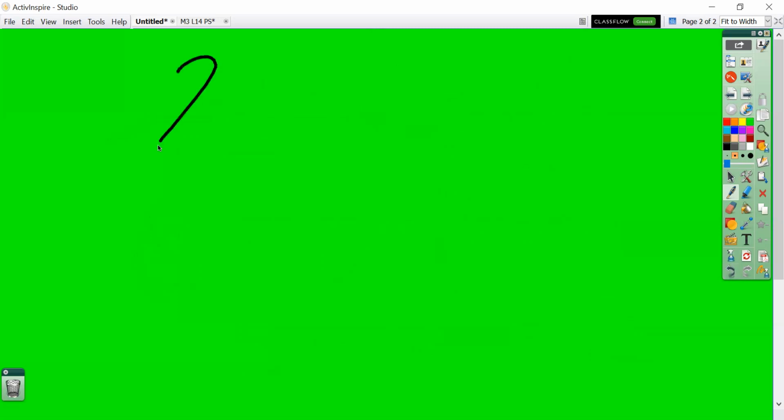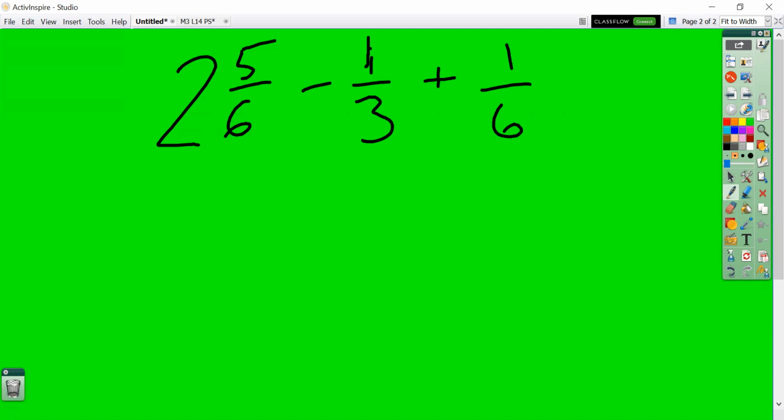So let's do 2 and 5/6. We'll start with the addition and subtraction one. We're going to subtract 1/3, but we're going to add at the same time 1/6. So we are going to subtract 1/3, but add 1/6 to 2 and 5/6. So the question becomes, how do we regroup this? Well, we see 6s and 6s. But again, this is where we have to think about the operation that goes in front of the fraction. So it's saying that we're adding 1/6 to whatever we get.